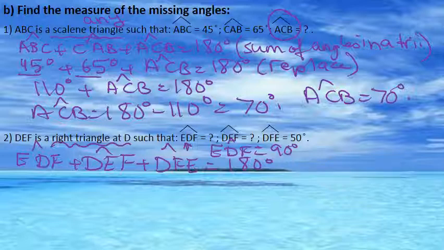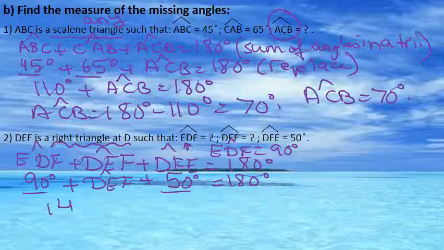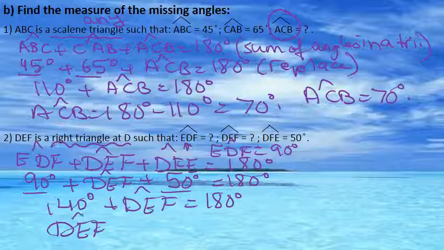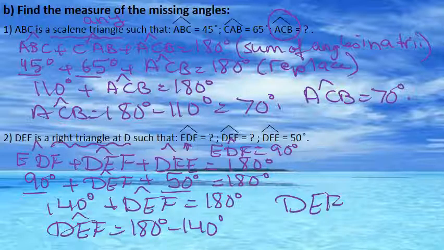Now we replace: EDF is equal to 90 degrees plus DEF, a missing angle, plus DFE is equal to 50 degrees, equal to 180 degrees. Now we add 90 degrees plus 50 degrees, which is 140 degrees plus angle DEF equal to 180 degrees. So angle DEF is equal to 180 degrees minus 140 degrees. Then angle DEF is equal to 40 degrees.